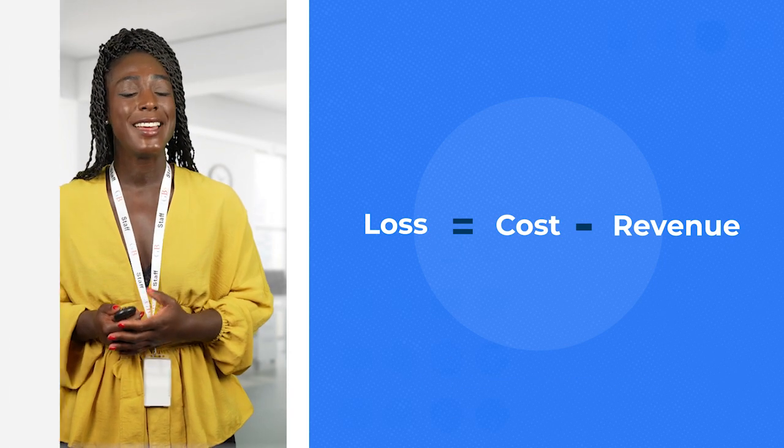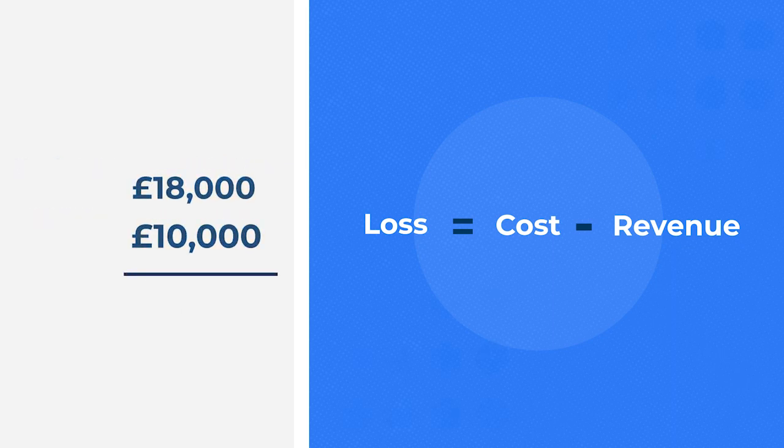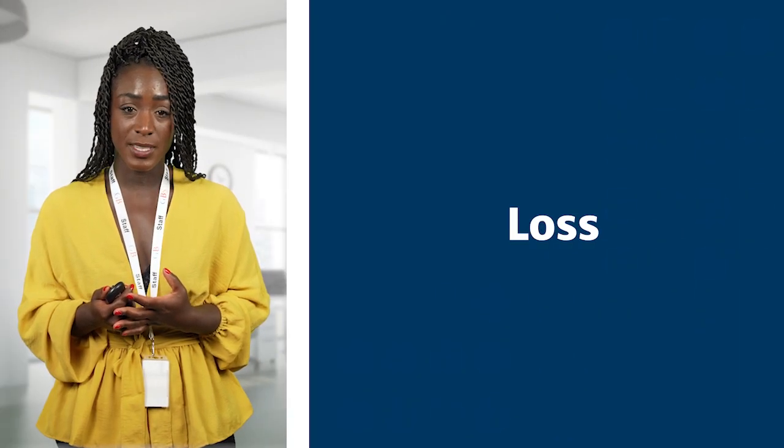Welcome back. Let us say our furniture store had only sold £10,000 worth of chairs in a year. We saw that their yearly costs were £18,000. So a total cost of £18,000 minus a total revenue of £10,000 shows us that the business has made a loss of £8,000.